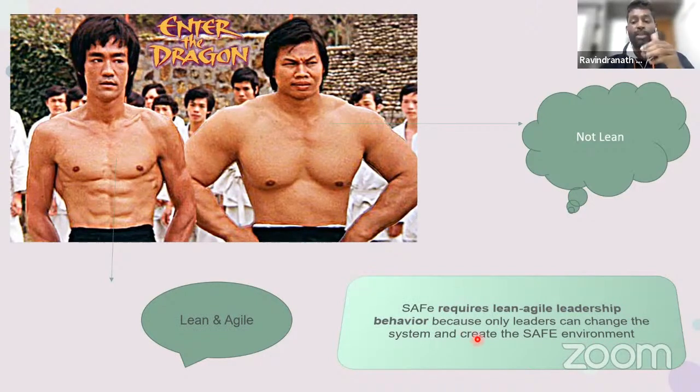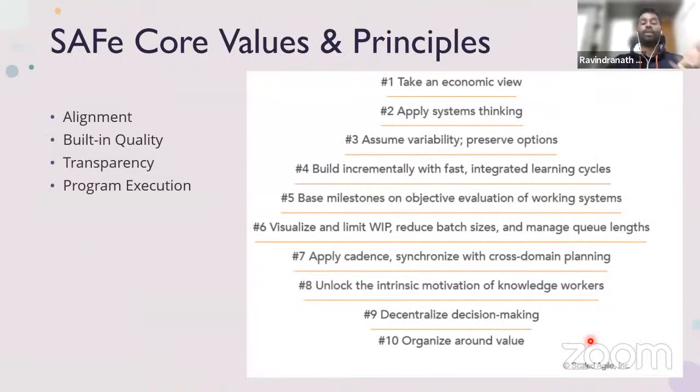That's what SAFe requires: lean, agile leadership behavior, because only leaders can change the system and create the safe environment. This is not scaled agile. This is a normal English safe environment. How do I do it? Come to the foundation again.